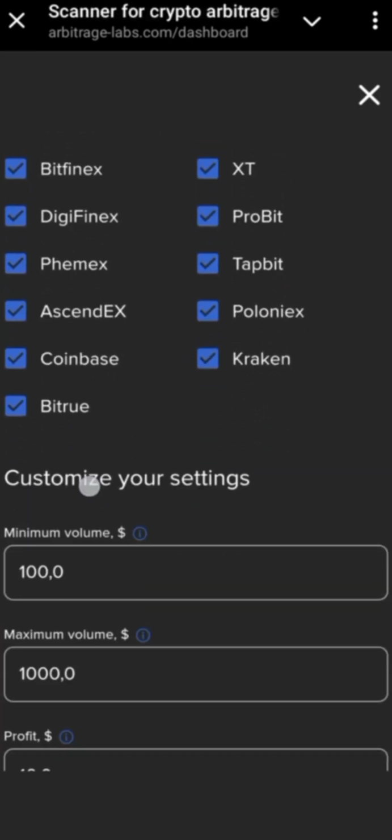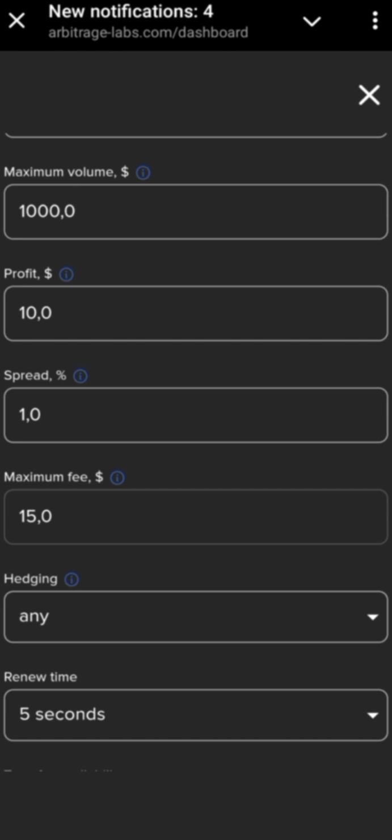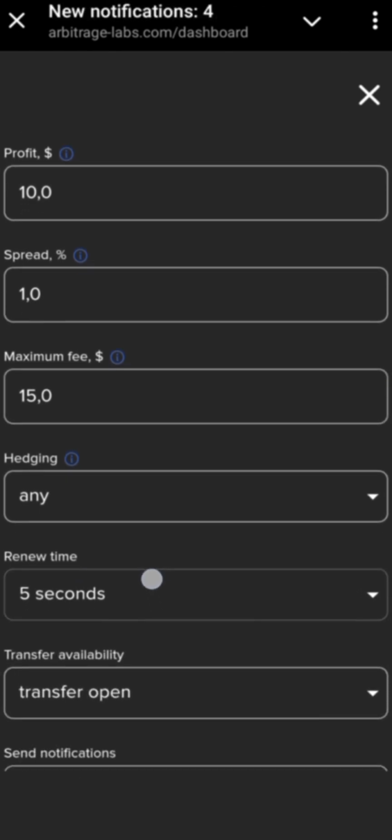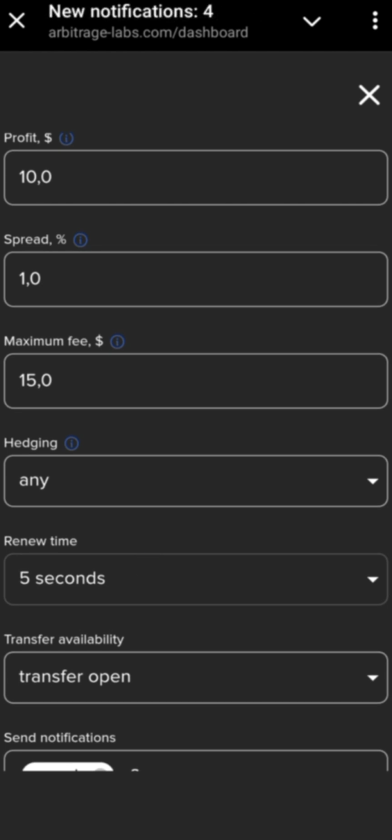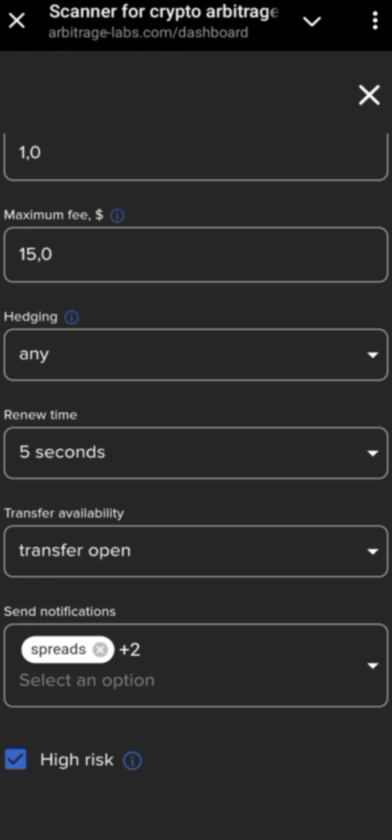Below are the customizable settings. Set your trading amounts, 100 minimum to 1000 maximum. Configure minimum profit, $10, and spread percentage to 1%. Adjust maximum network transfer fees. I recommend at least 44 amounts over 3,000. Hedging functions set to any for now. More details in future videos.